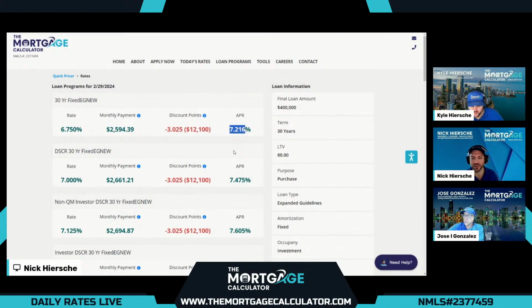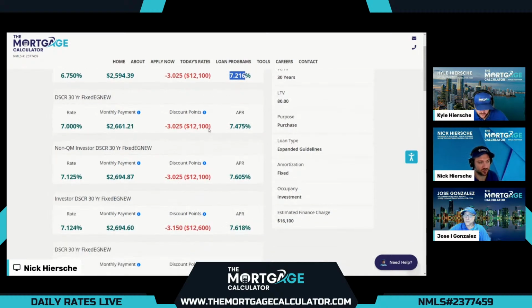No income, no employment documentation, and you can do 1, 2, 5, 10 of these loans at a time for our investors with multiple properties. So tons of flexibility here, and there's hundreds of variations if we scroll down.